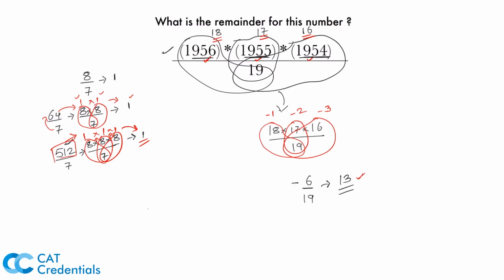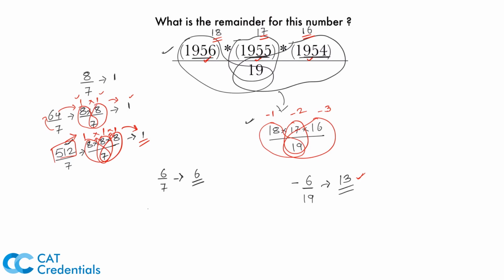Now the confusion that remains here is what a negative remainder is. How did I solve this? So let me give you an example like this. 6 divided by 7. What is the remainder here? The positive remainder is 6. Why? Because 6 is less than 7, so that has to be my remainder. But what is the negative remainder for this?